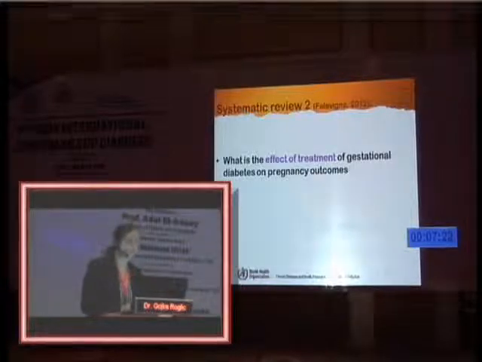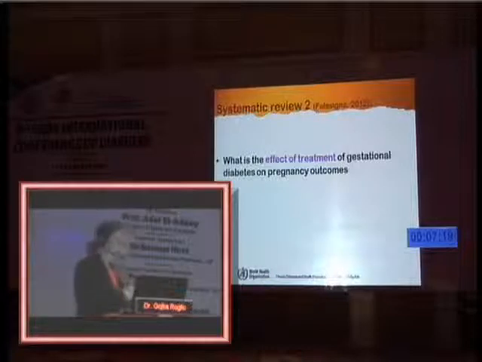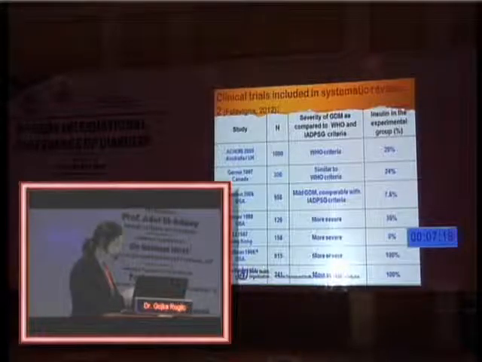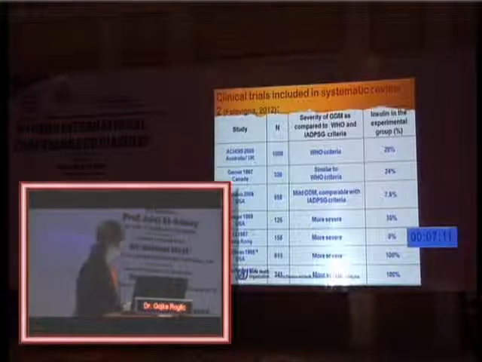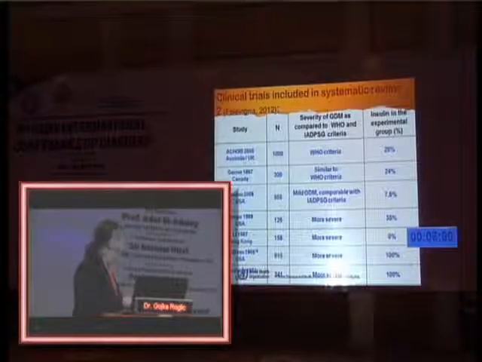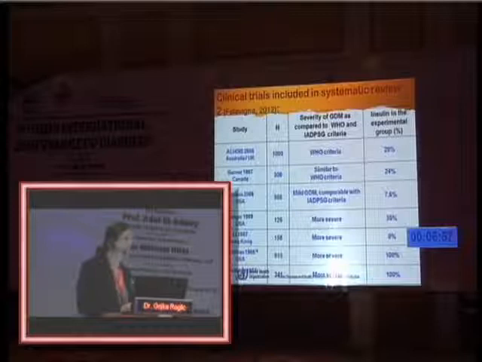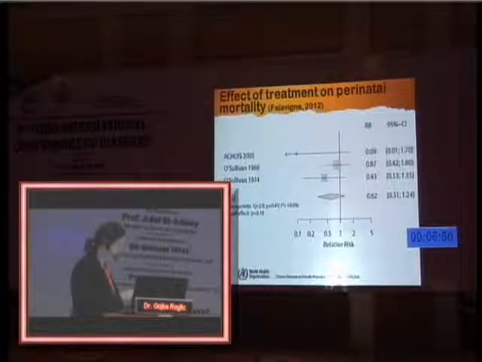Systematic review number 2: what is the effect of treatment of gestational diabetes on pregnancy outcomes? So these are the studies that have been selected as suitable for the systematic review. And as you see, they don't all have the same criteria for defining gestational diabetes. This study used WHO criteria. The earlier studies actually had women with higher glycemic levels. So it's a kind of mixture of various studies through a long period of time.